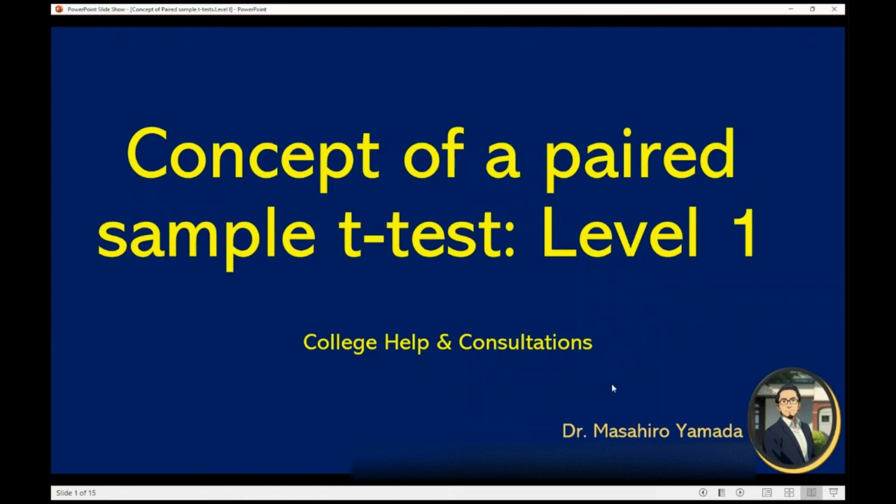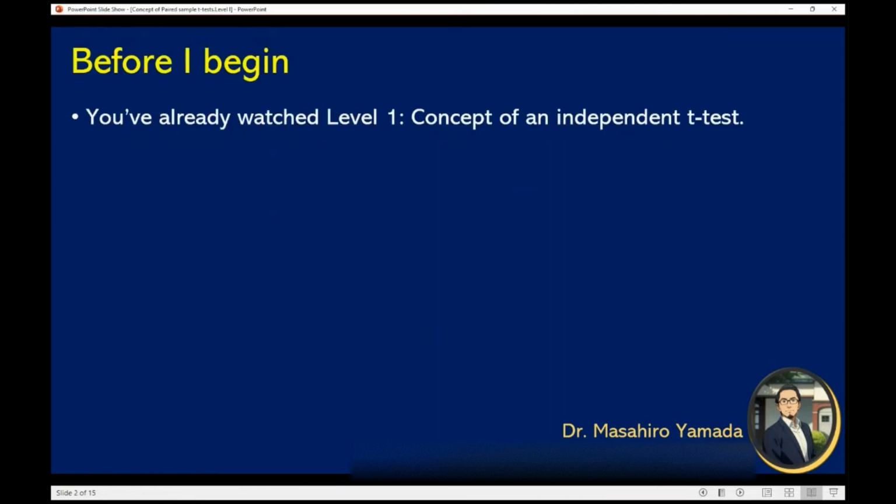In this video, I'm going to talk about the concept of a paired sample t-test. Before I begin, I wanted to let you know that I'm going to talk about this video based on the premise that you have already watched the level 1, the concept of an independent t-test. So it's a continuation from the previous video.